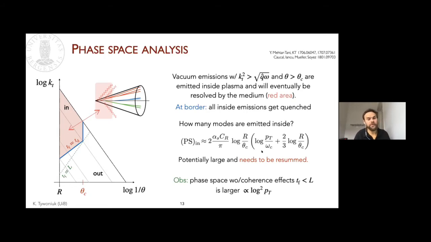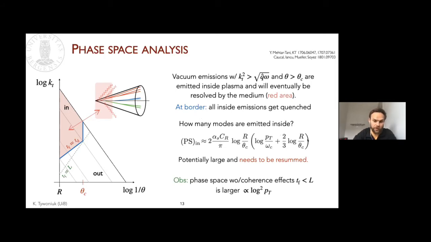So any splitting with a formation time smaller than the decoherence time will fall into this red area, and they will happen as if the medium didn't exist, because the medium has a finite resolution scale. In terms of k_perp, it is basically the square root of q-hat omega, and that's this lower line here, and this vertical line here is the smallest possible angle that can be resolved, which is theta_c. So all these emissions inside of this area, inside of the cone of the jet, are not resolved by the medium, and they give exactly the number of partons that will be quenched.